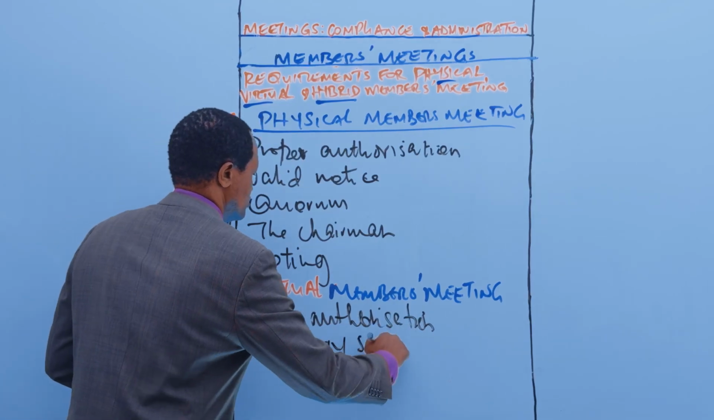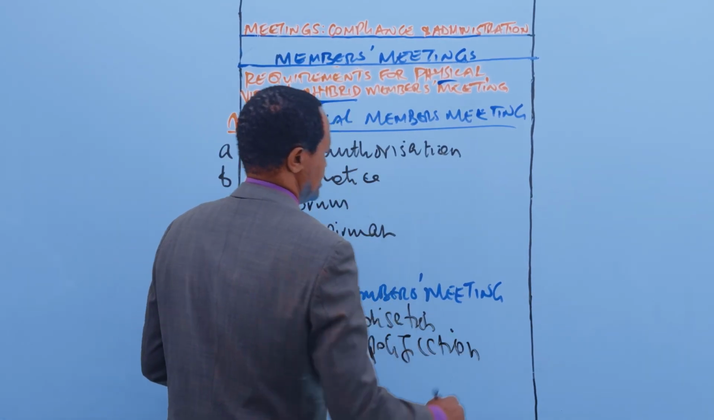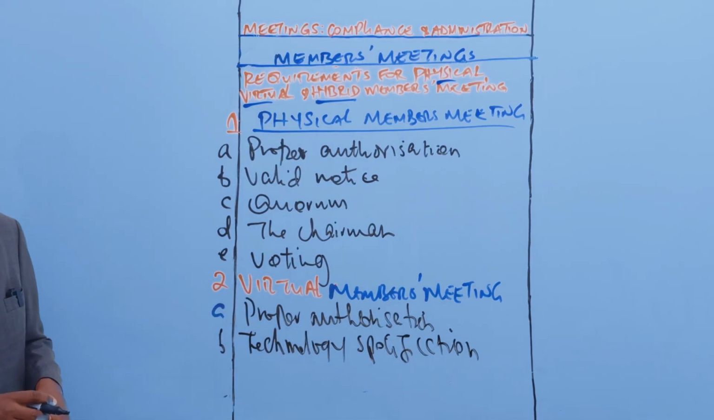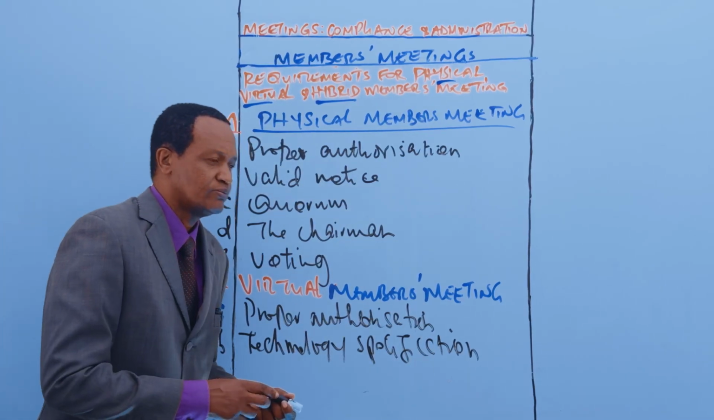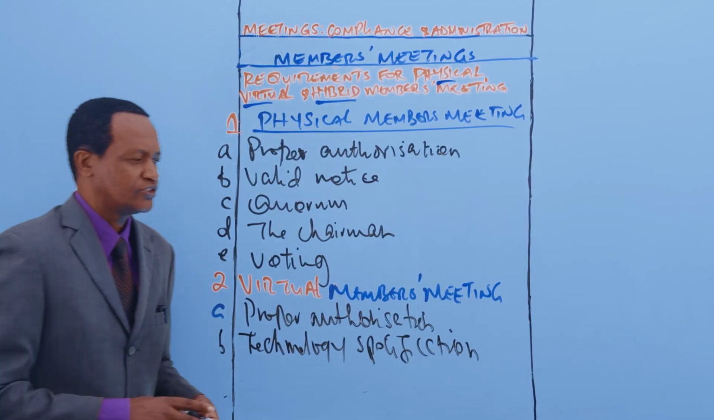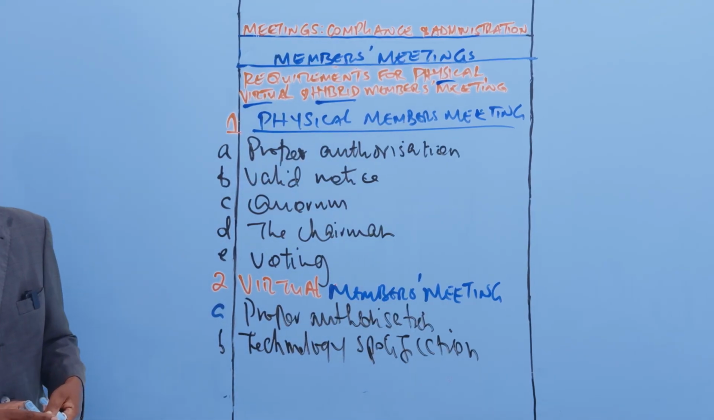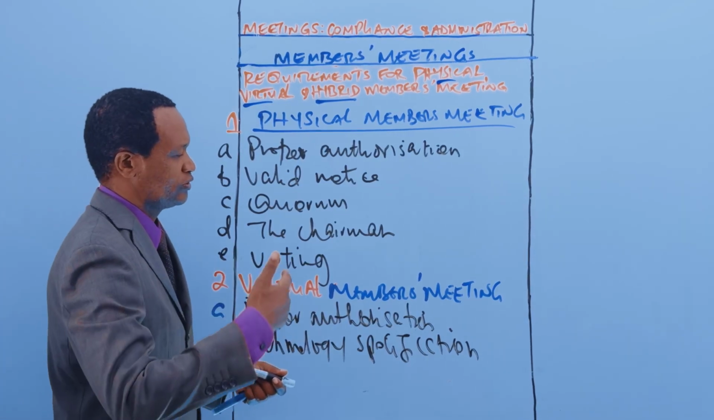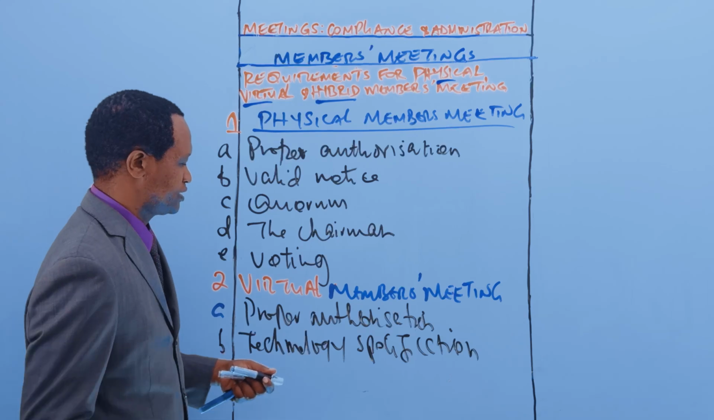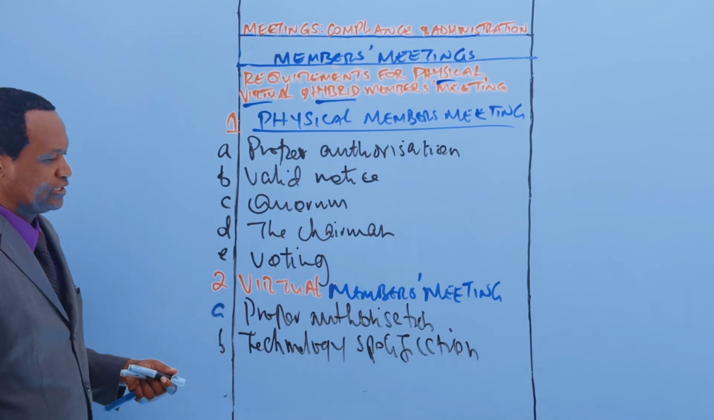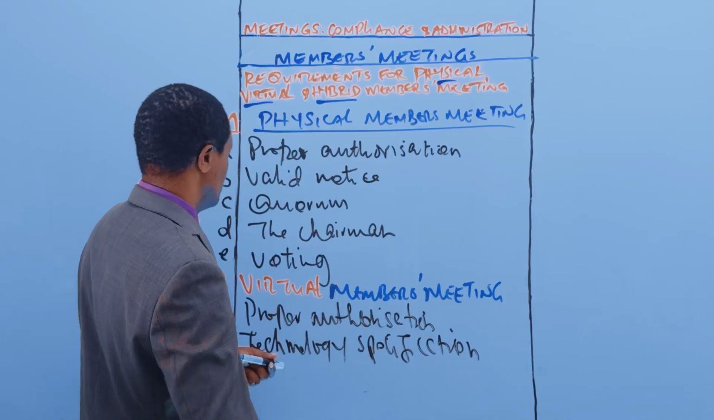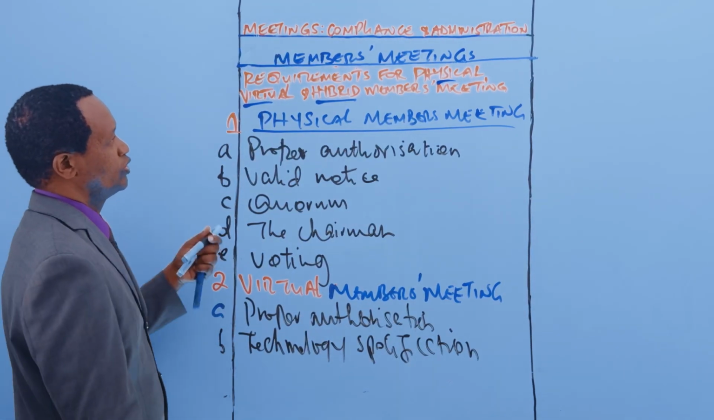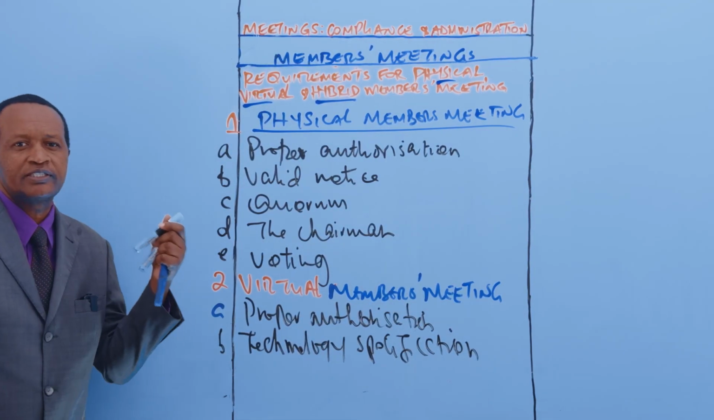Technology specification. The notice must include clear instructions on the platform. This is the platform that is to be used, login credentials, and also technical support contacts. There has to be contacts for the technical support, who is going to support the members during the meeting. Technical specification must be part of the notice. That is a requirement when holding a virtual members meeting.